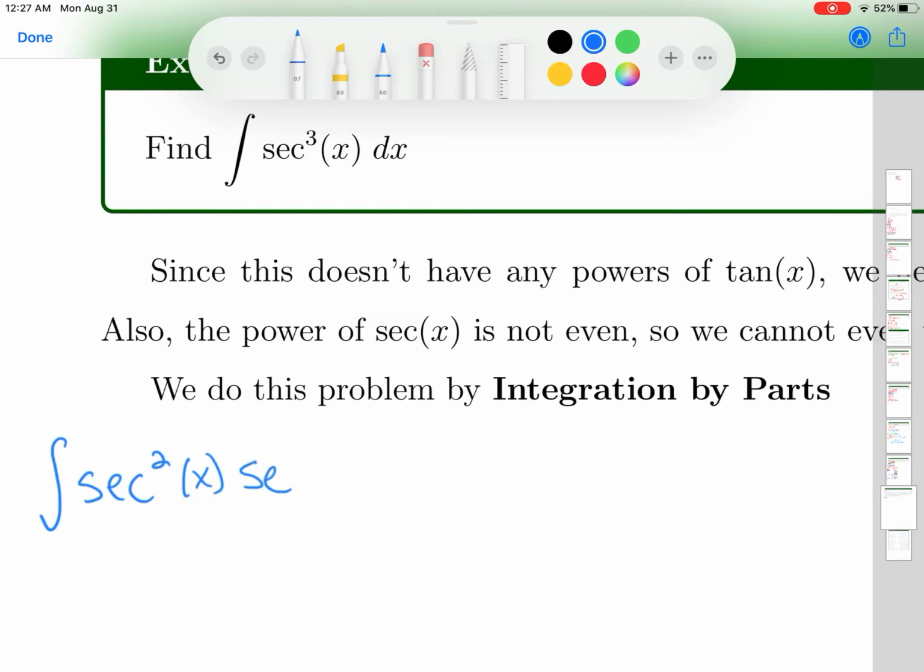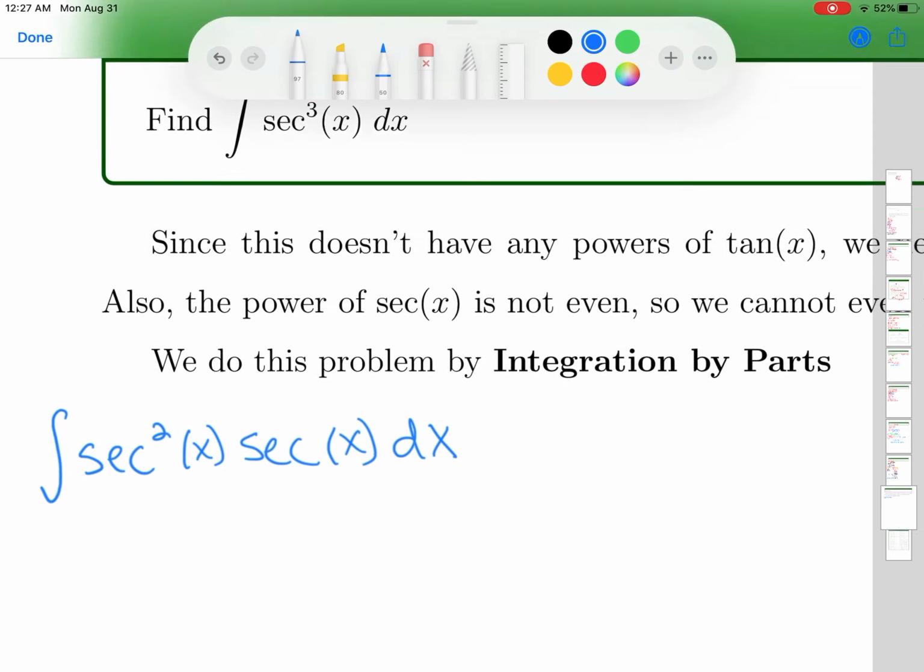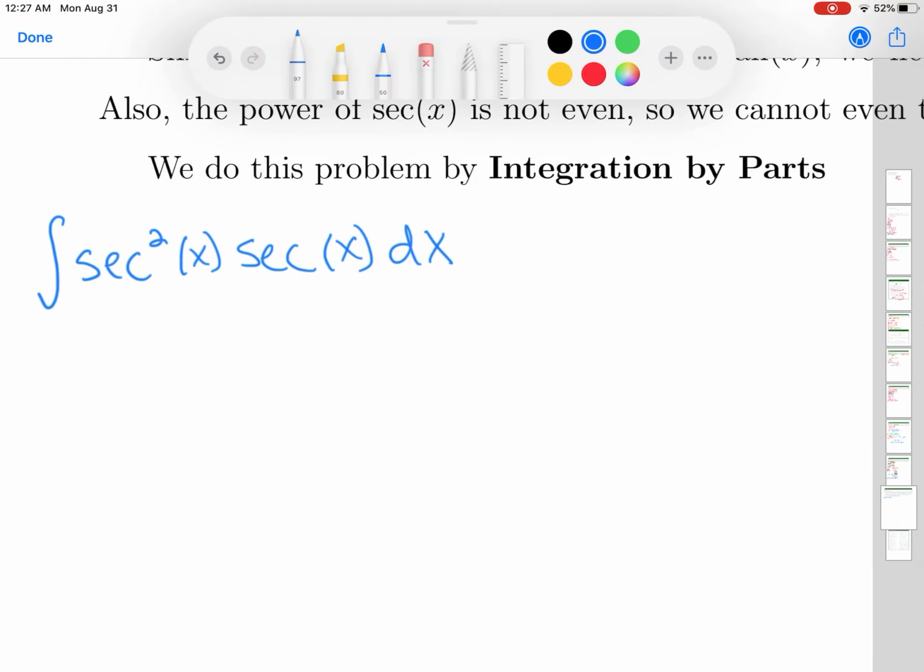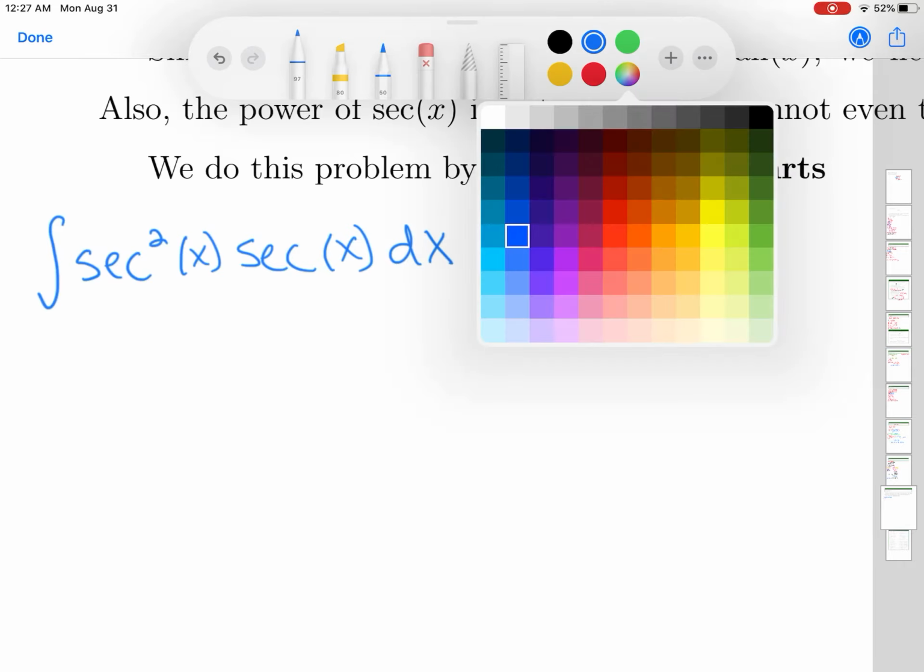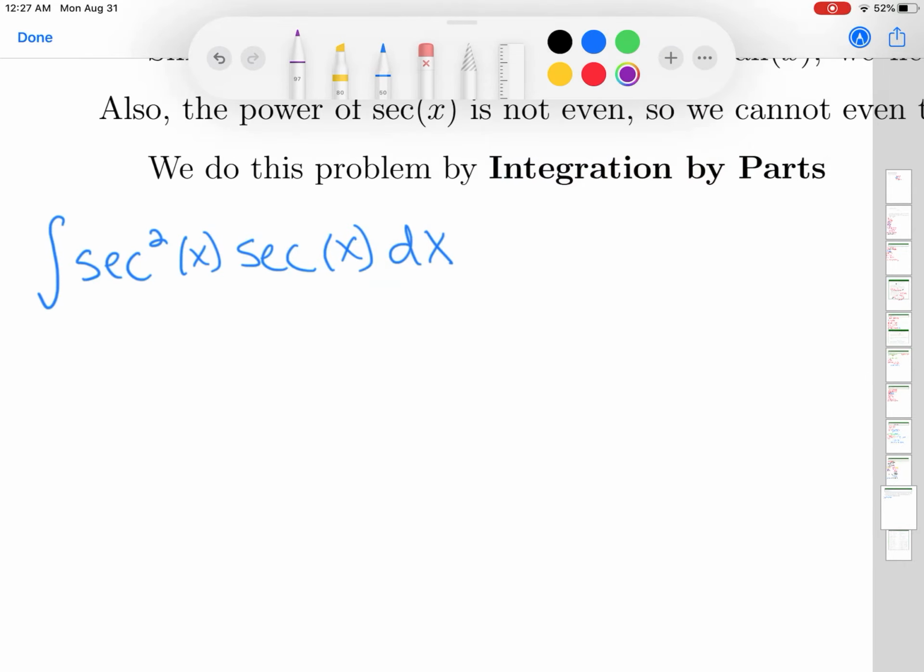So I'm going to have secant squared x and then secant x. I'm just going to siphon off one just so we can take a look at this. Now we're going to do integration by parts. Again, this isn't super intuitive. I'm just telling you this is what we're doing so that you can see the process here.